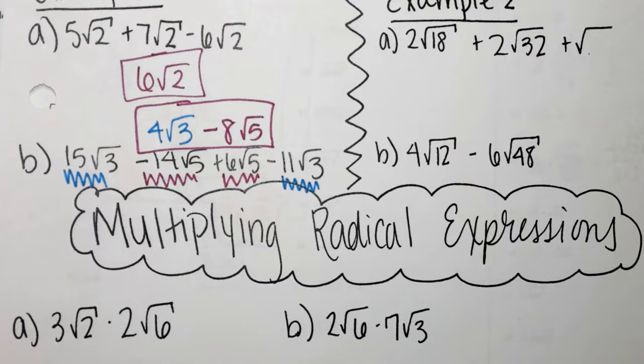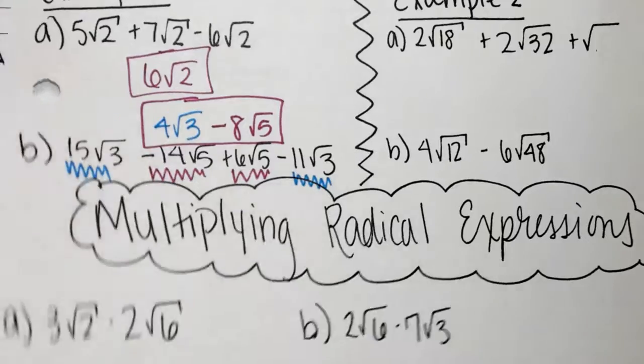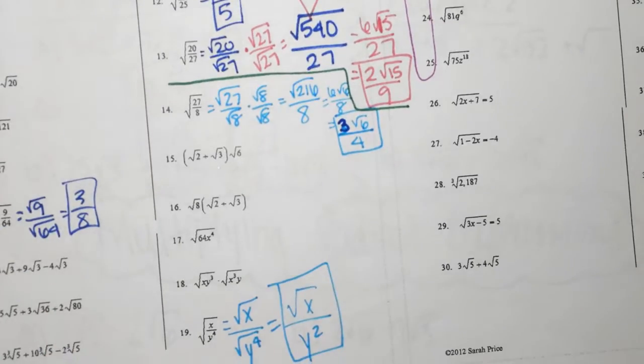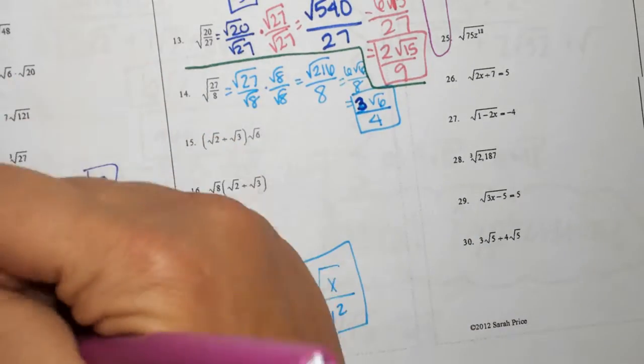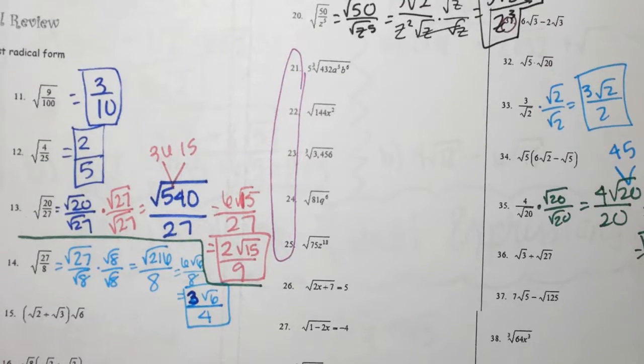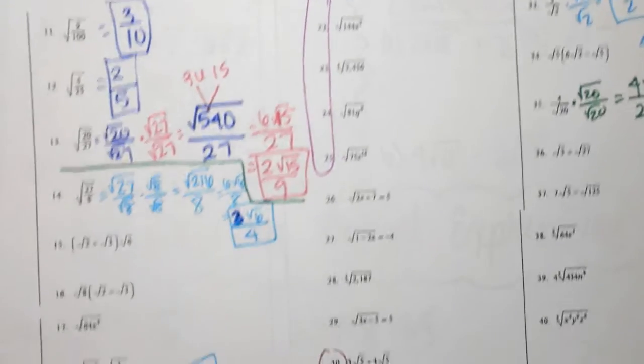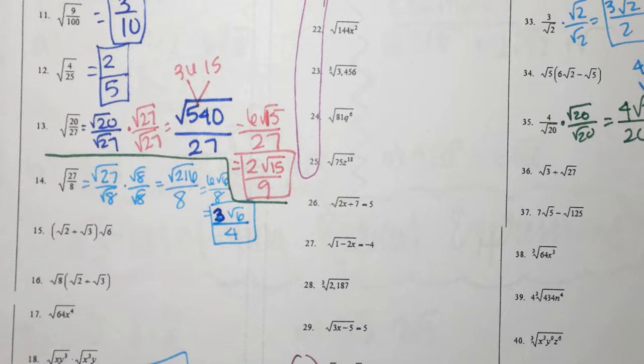Does anybody have any questions? No? Okay. Please look at this page. I would like you to do numbers 8, 10, 31, and 30. 8, 10, 30, 31.